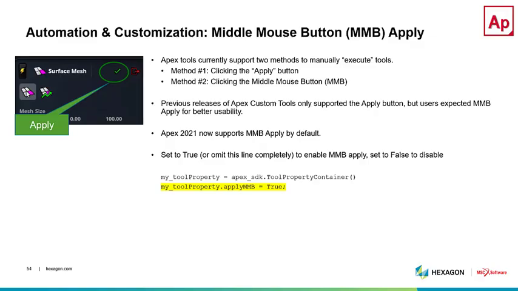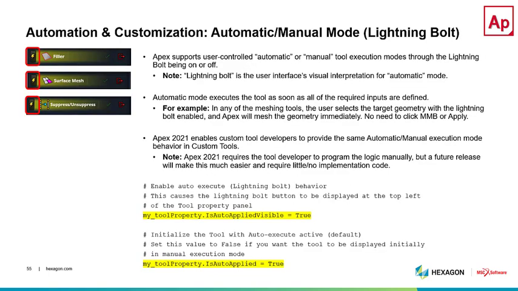Okay, so now we finally supported the middle mouse button execute apply command inside of Apex. Why is this important? Well, let's say you write a Python script that says, okay, user, please select the parts that you want to perform this command on. The script will ask the user for that, and then you can execute after that happens in the script, which is something that was missing and is now delivered. Along those same lines, we now have lightning bolt support as well.